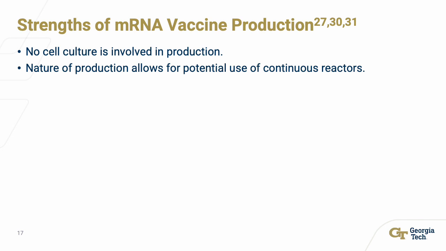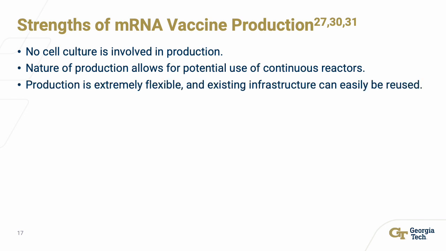And because mRNA vaccine production does not use cell culture, a continuous reactor, like an extended channel bioreactor for example, could be used for production instead of a batch reactor. However, the greatest strength of production is its flexibility.